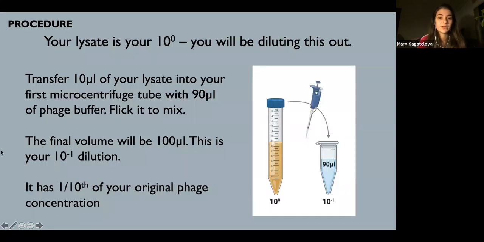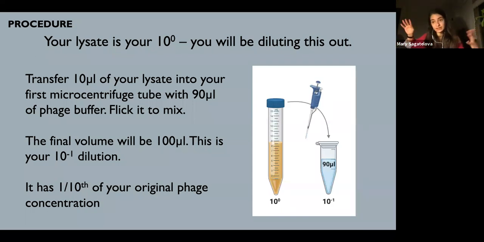So again, this is the exact same thing that we did 2 weeks ago, okay? But the source of our phage is what's different here. So previously, when you did your cell dilution, you took a sterile wood stick, you poked a plaque, and you swirled it in phage buffer. Not the case this time. Okay, your lysate is going to be your 10 to the 0 this time. That's going to be your original concentration of phage, and you're going to be diluting that all the way through.